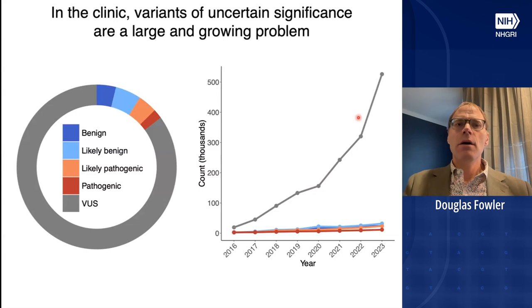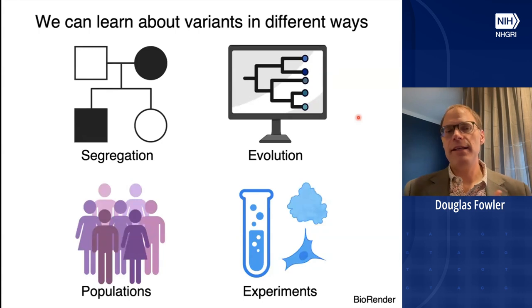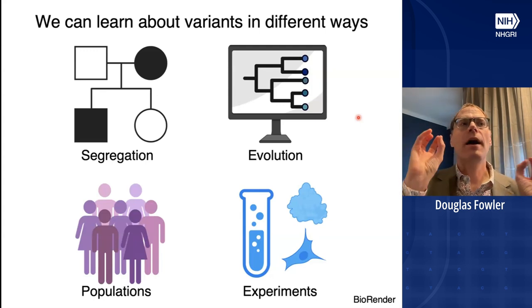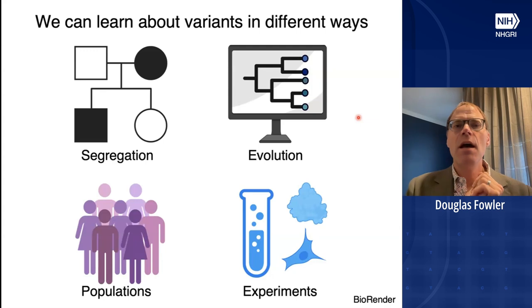Okay. So that sets up our discussion of the problem. And what I want to do now is introduce you, in very brief terms, to the four main ways that we can learn about what variants do. These four main ways draw on different parts of our knowledge about the genome and about biology.